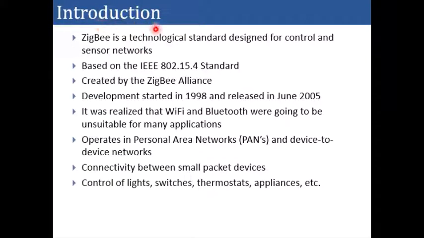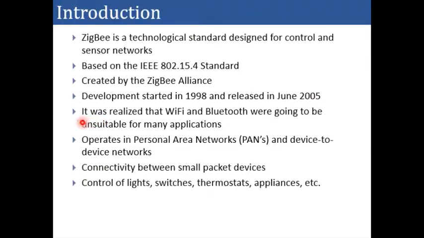Let's first understand the history of Zigbee. Zigbee is a technological standard designed for control and sensor networks. It is based on the IEEE 802.15.4 standard, and was created by the Zigbee Alliance. The development of Zigbee started in 1998 and it was released in June 2005.